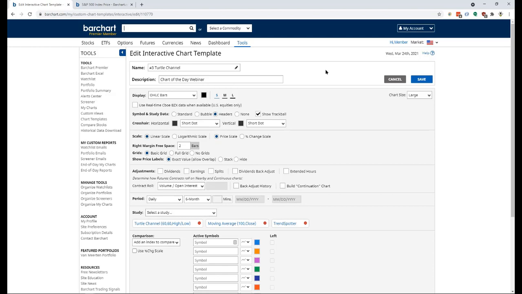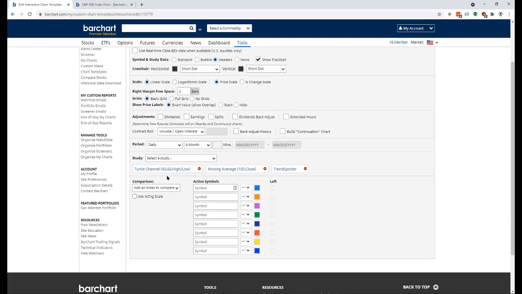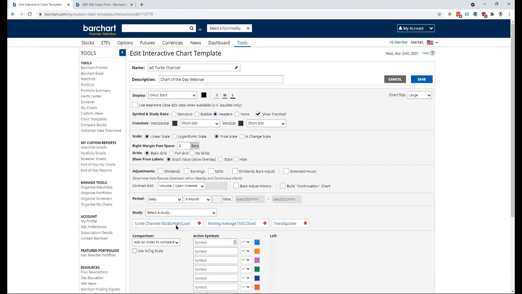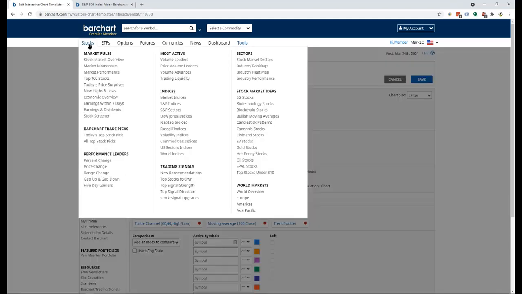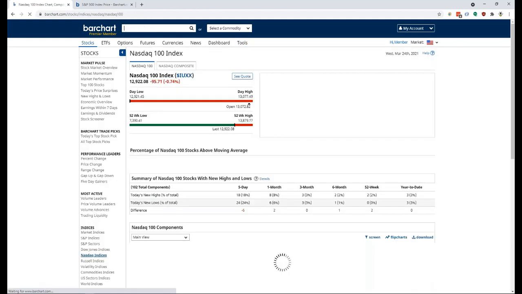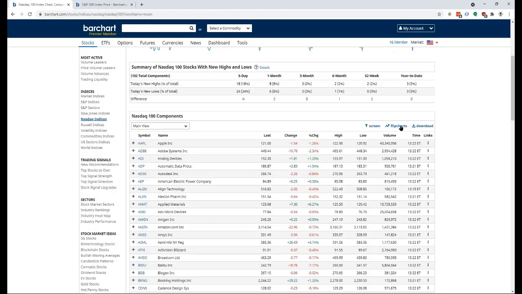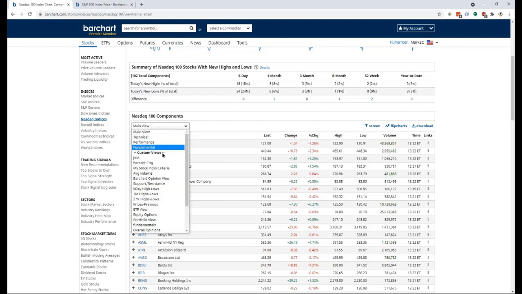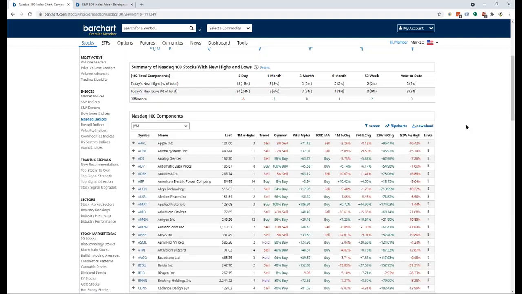All right, so we're looking at your chart template, the turtle channel. This is the template where you fill in all the things that you want to see on it. Gene, it's probably better if we actually go to the chart itself, because then they can visualize what the end product is. Okay, sure. Let's go back to the NASDAQ 100 and go to my custom view. You like to use flip charts, and that's where these 3 templates come in.